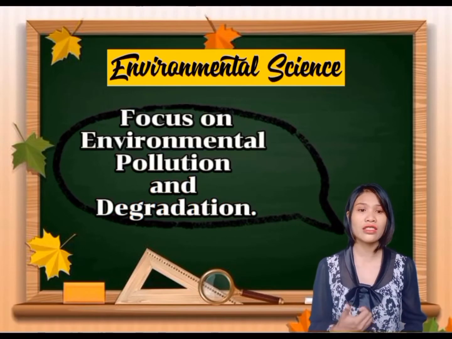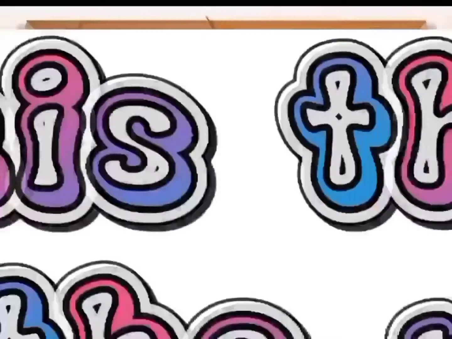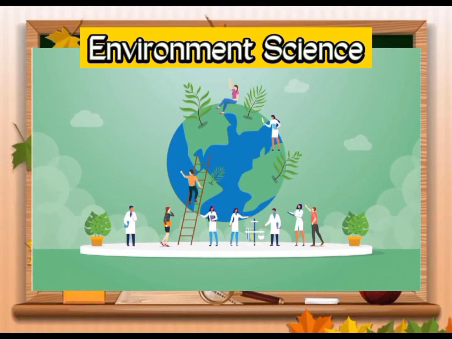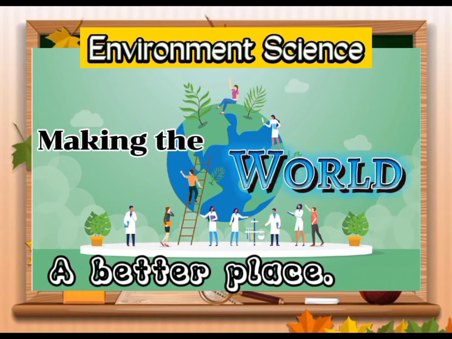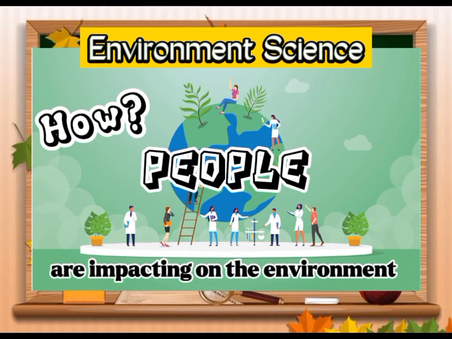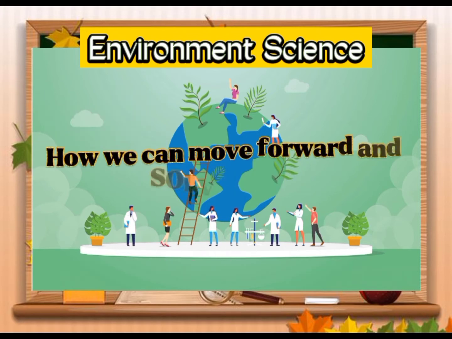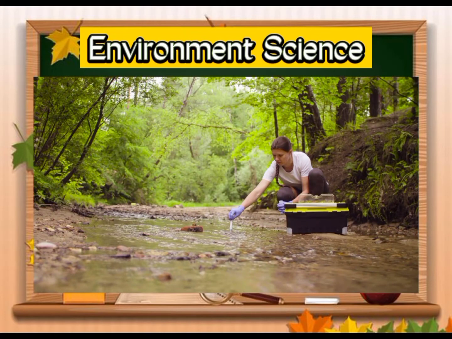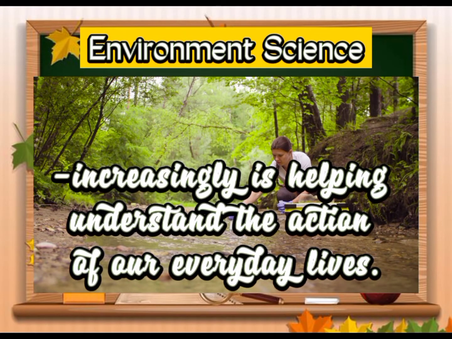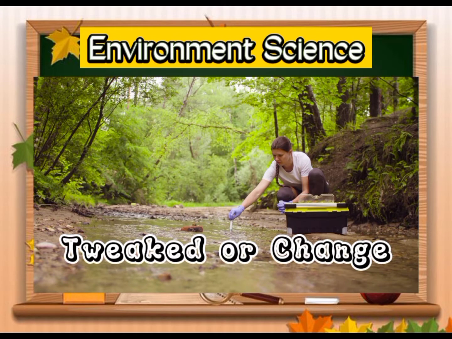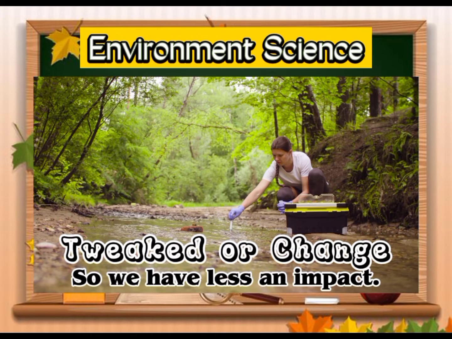That's why in this subject, we will understand how things around us affect the planet. Environmental science is about making the world a better place, identifying the issues, how people are impacting on the environment, and how we can move forward and solve them. Environmental science is increasingly helping us understand the actions of our everyday lives and how those might be tweaked or changed so we have less of an impact.